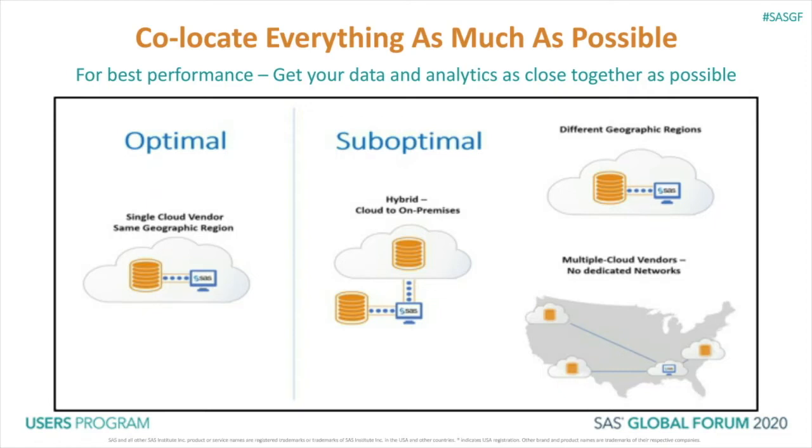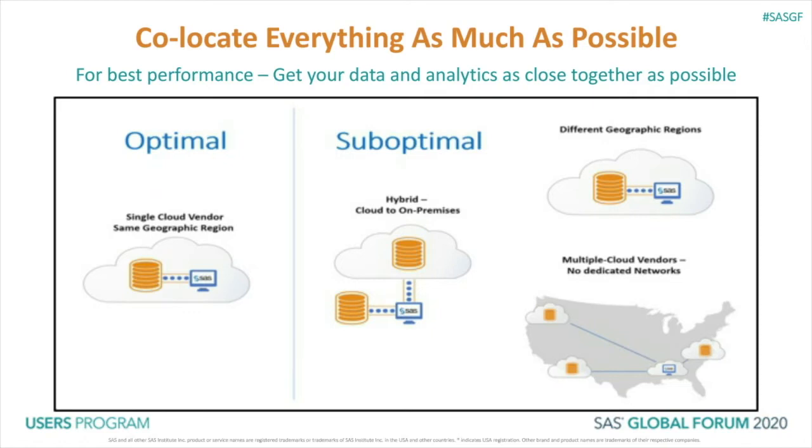So for an optimal scenario, what you want to do is to pick a single cloud vendor. Don't put one SAS system in AWS on the East Coast and another SAS system in the West Coast on Google and try to connect the two and expect that you're going to have the same performance that you have in your on-premise data center. It won't work that way. So again, for optimal scenario, pick a single cloud vendor, pick one geographic region, and place all of your SAS components, all of your data, all of the other pieces, any of your open source, R, Python, all of those jobs, place them all in the cloud in the same location.